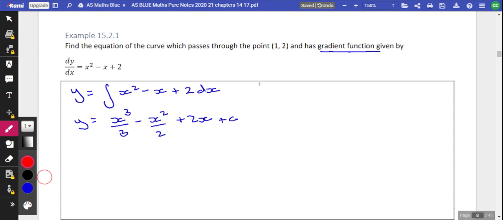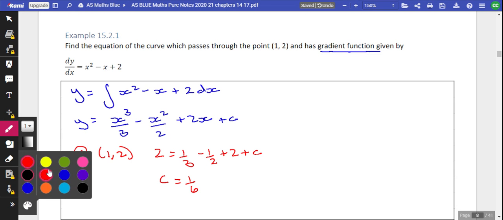Once we have that, we're now going to use the coordinate 1, 2. Because we know that coordinate lies on the curve, when I substitute x equals 1 into here, the answer has to be 2. So we've got a third minus a half plus 2 plus c. That's just substituting those values into the equation we've got in blue. So we've got 2 equals a third minus a half plus 2 plus c; if I take it to the other side, that takes me to c is equal to 1 over 6.